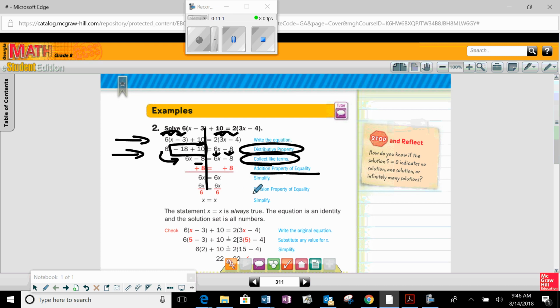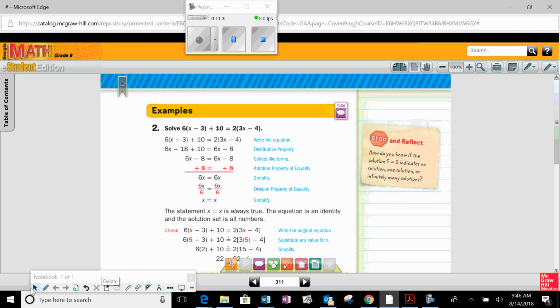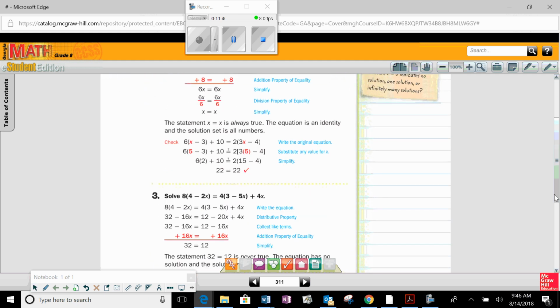So then we're going to use the division property of equality and divide by 6 so that we get x equals x. Because they are the same value, that means there are infinite solutions. Because x is always going to equal x, meaning all real numbers, infinite solutions. You can always check your answer by plugging it in.